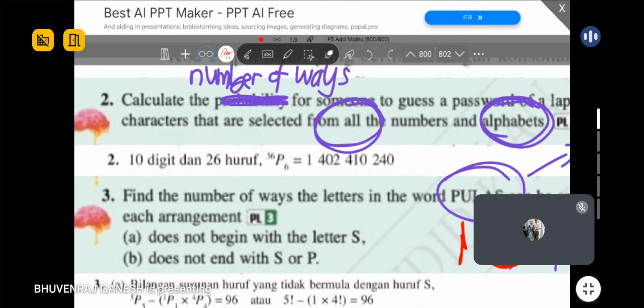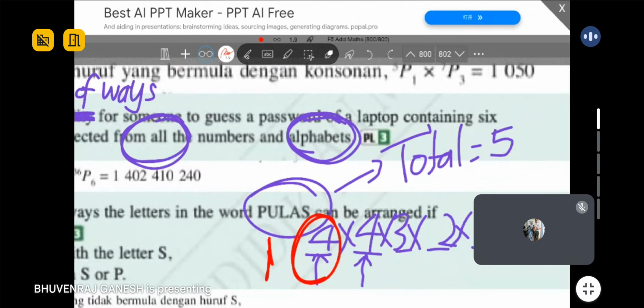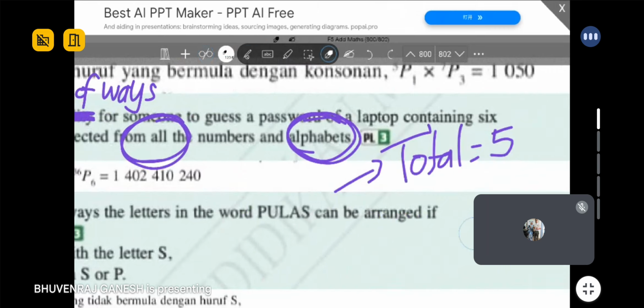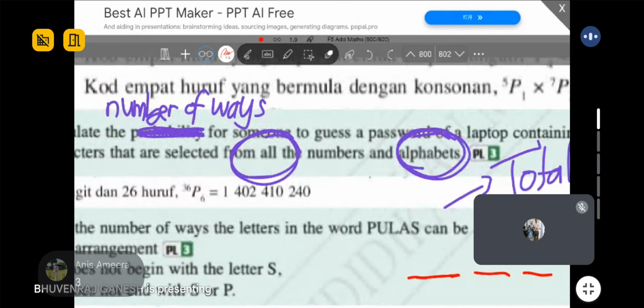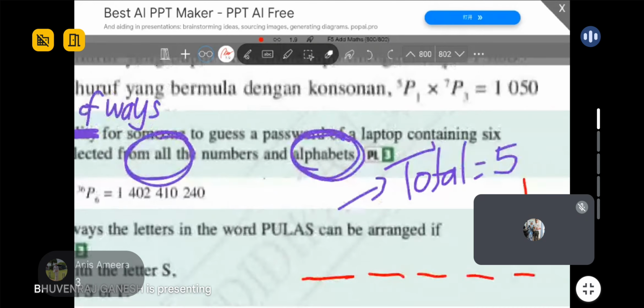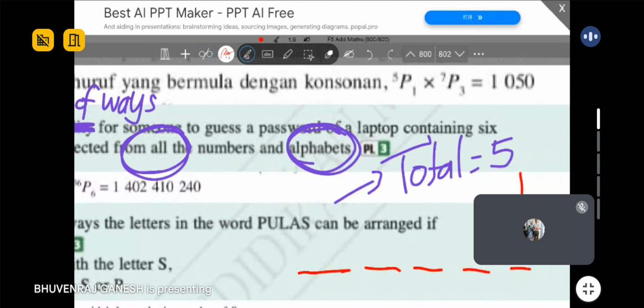Okay, so question B. They say does not end with S or P. So how to do this? Dia tak boleh akhir dengan S atau P. So again, you can use my method here. You draw the same thing. Sekarang is about the last digit. So you focus on the last digit. How many digits can I put at the last position here, guys? Berapa saya boleh letak? It cannot end with S or P. Yes, 3 lah. So 3 kat sini.